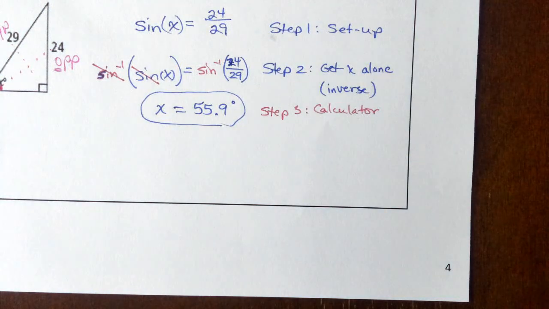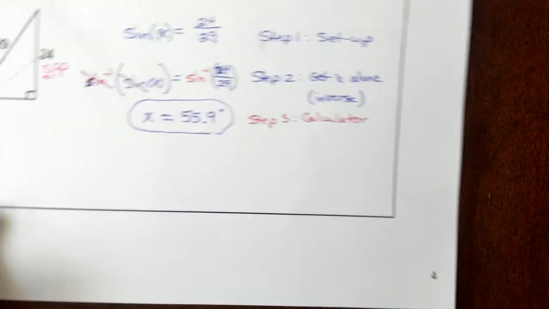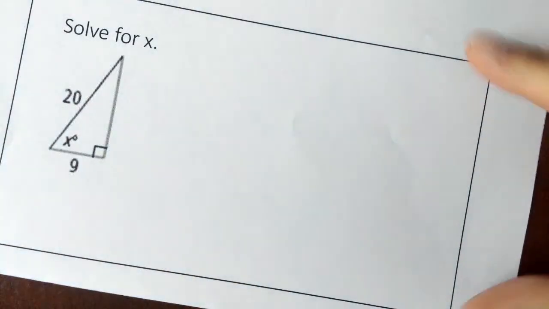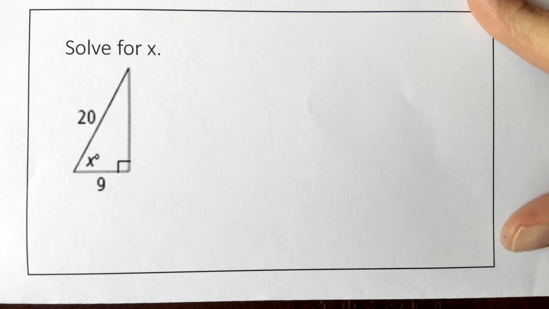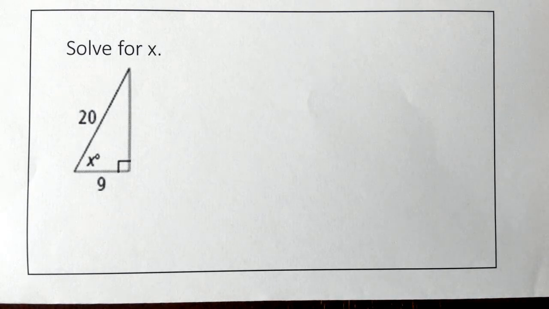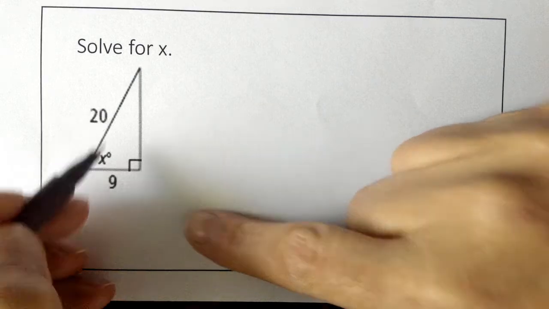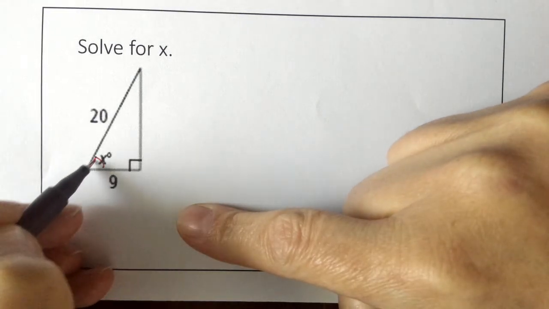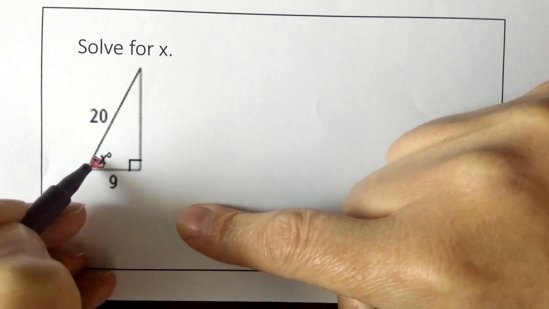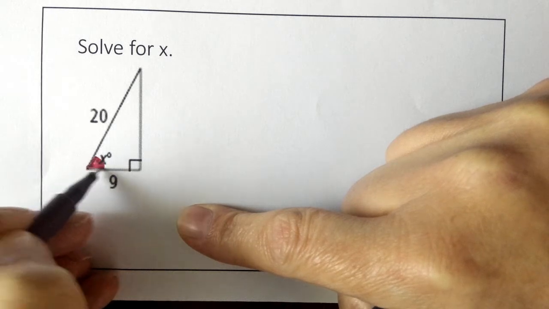All right, so the worst is over. Let's do a couple more examples and we will be done for the day. So let's take a look at this one. Again, note we're solving for a missing angle. Because the X has a degree symbol on it, that means we're looking for the angle measure of this acute angle down here in the bottom left-hand corner.